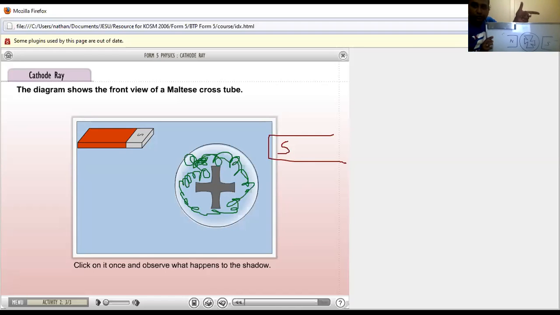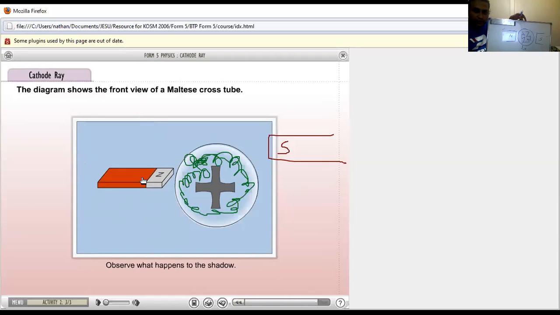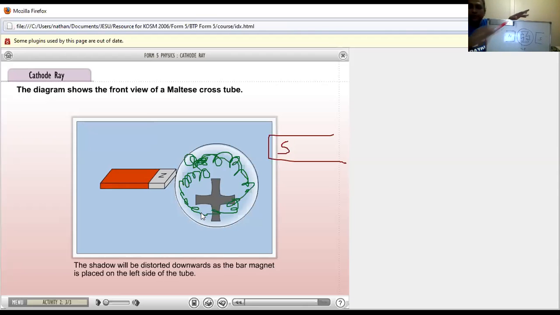So when you use your Fleming left-hand rule, what you must do is, your current must be pointing inwards. Kena tunjuk ke dalam, because electron coming out means current going in. So where is your force? Ibu jadi tunjuk ke bawah. So that's why for this example, the shadow will go down. That's why when you bring the magnet, it goes down.